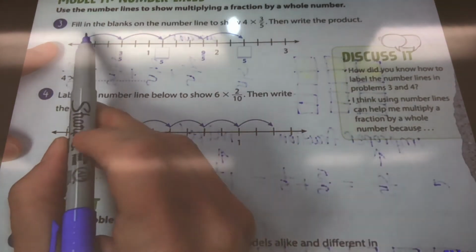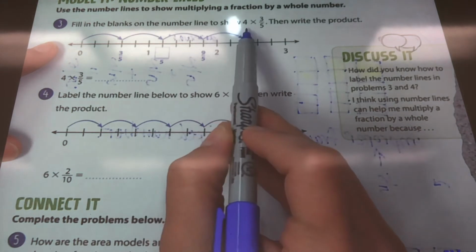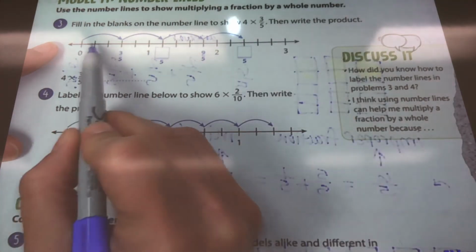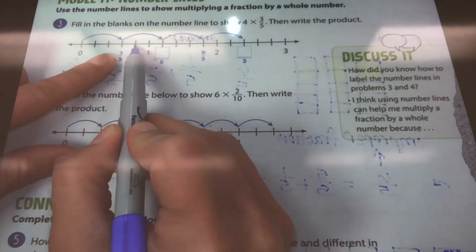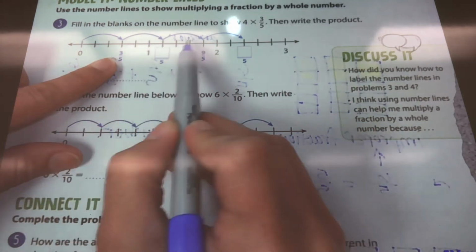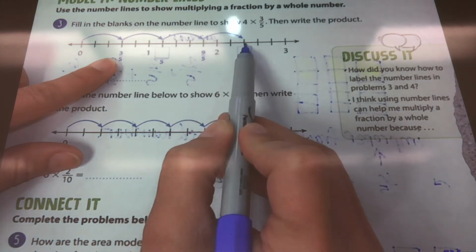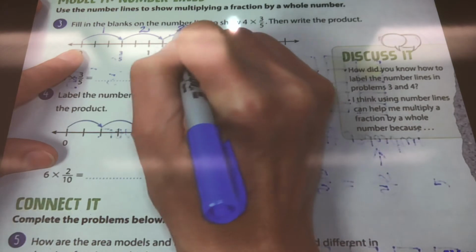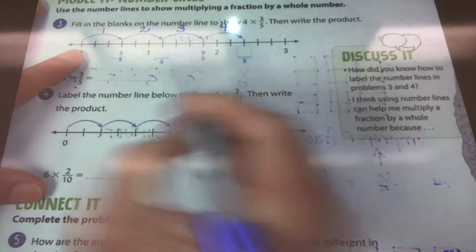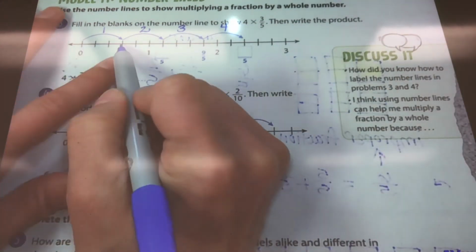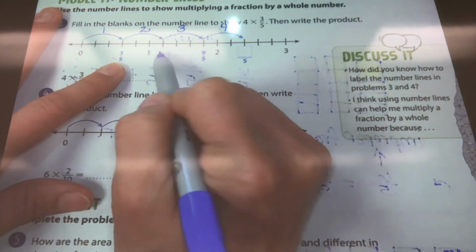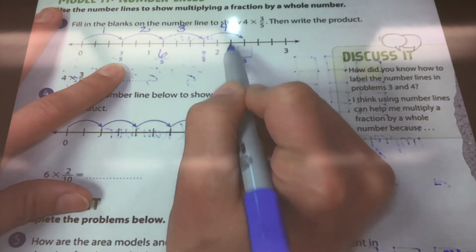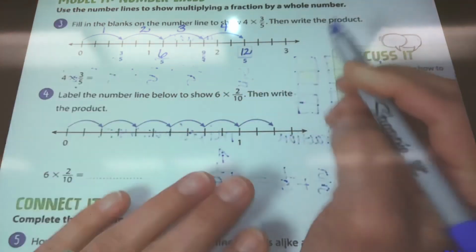But for right here, it says fill in the blanks on the number line to show 4 times 3/5, then write the product. So what I'm doing is I'm counting 1, 2, 3, 1, 2, 3, 1, 2, 3, 1, 2, 3. So that's my 4 groups, right? Here's group 1, group 2, group 3, and group 4 of 3/5. And so I count, I get to the 3/5, then I go 4, 5, 6/5, 7, 8, 9/5, 10, 11, 12/5.